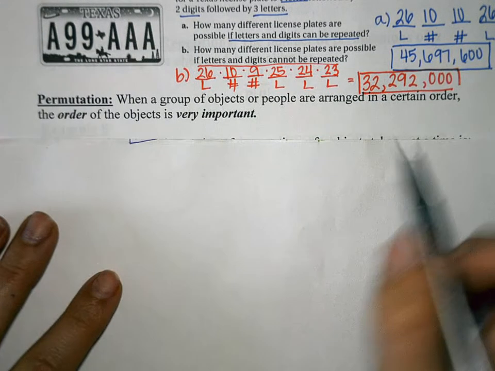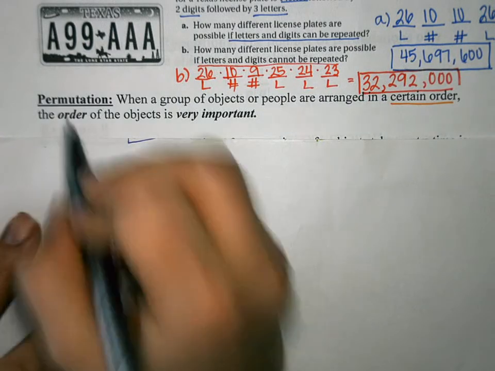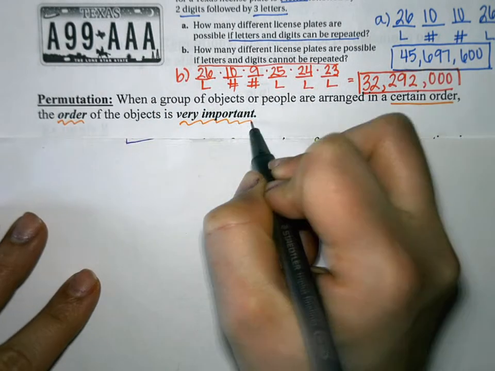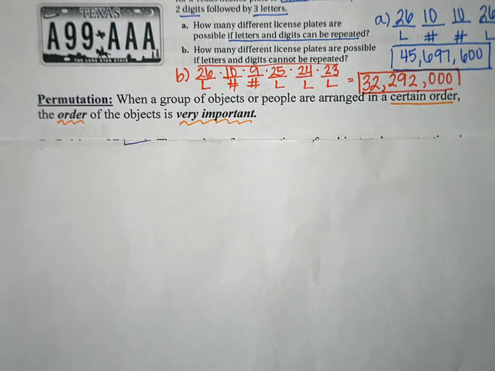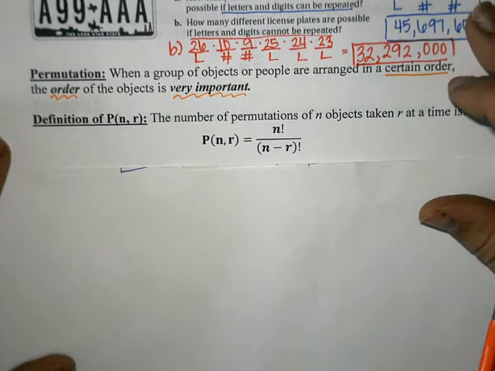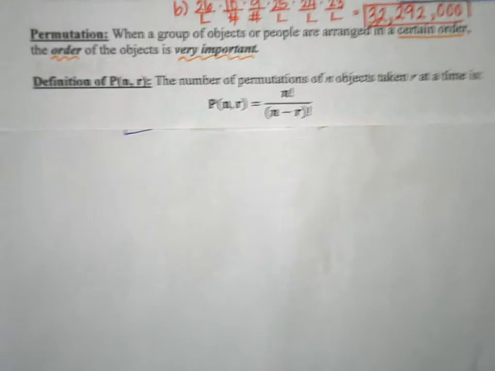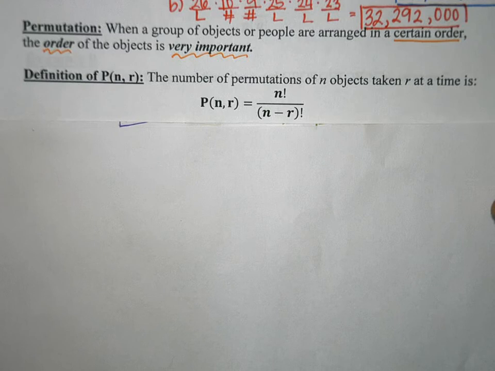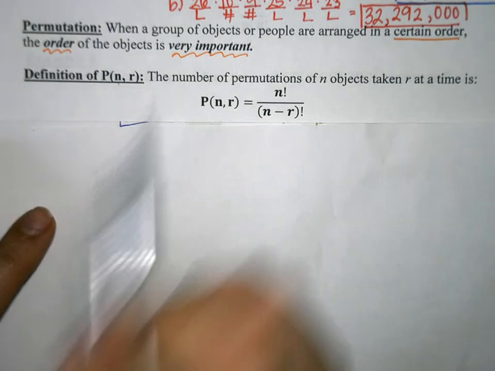When a group of objects or people are arranged in a certain order, the order of the objects is very important. That's called a permutation. So a permutation has to do with when you group things, and the order does make a difference. So we have a formula to calculate these. The way that we read this is permutation of n choose r.